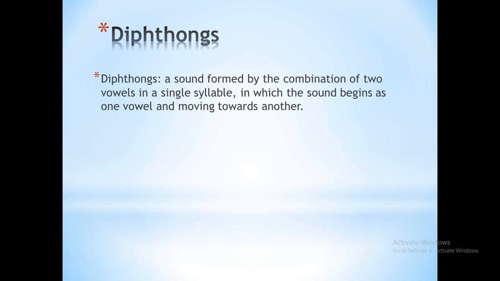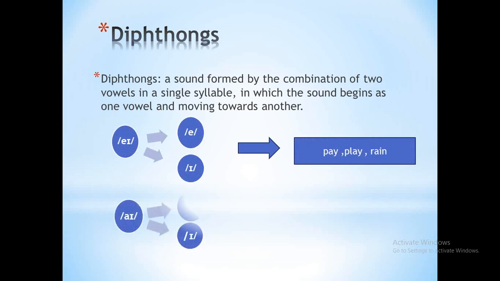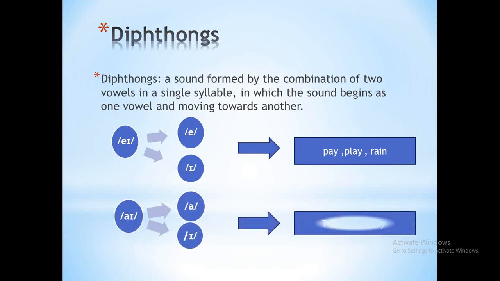So we have 8 diphthongs. Let's start with the first one. The first one is A, like play, like pay and rain. The next one is I, like tie, high and buy.